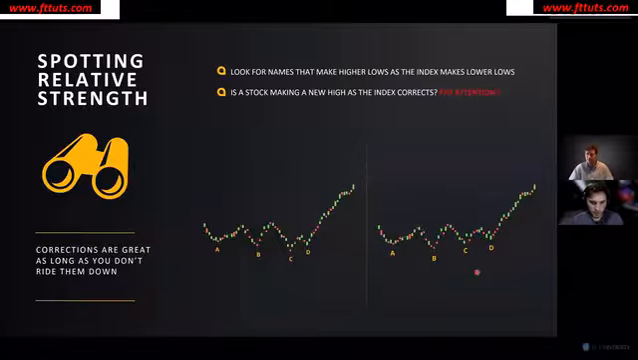Perfect. I don't see any more questions specifically about relative strength, so I think we can move on.